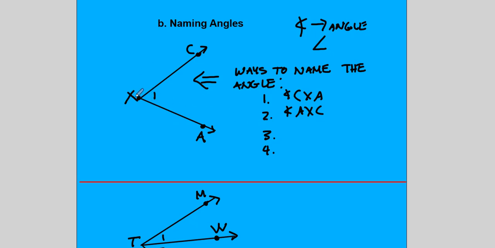Another way, in this case, there's only one angle here. I could actually just call this angle X. That's not always going to work, but in this case we can do that. And then I called this also angle 1. So there's 4 ways to name that angle.